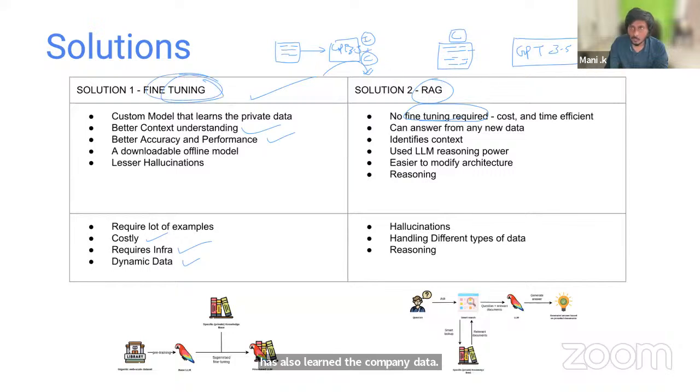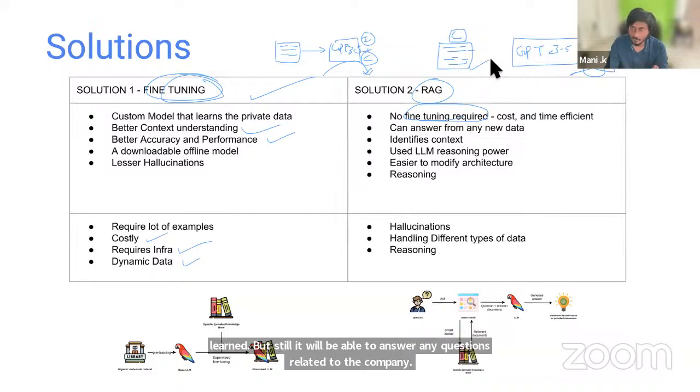In this case, GPT 3.5 knows only internet data. It has still not learned the company data. But still, it will be able to answer any questions related to the company. Okay. We will understand how.